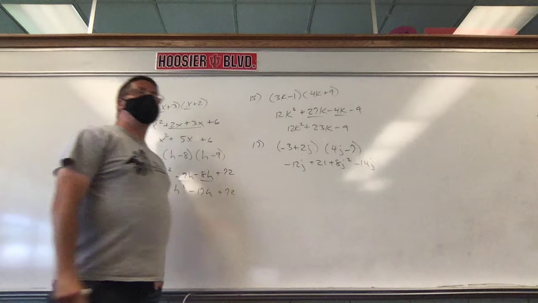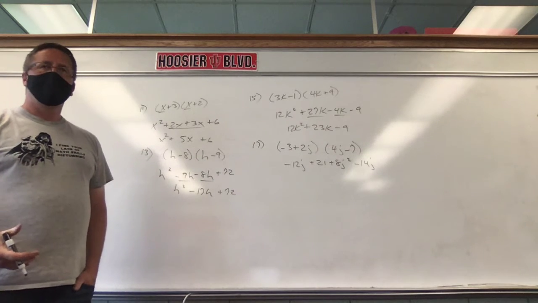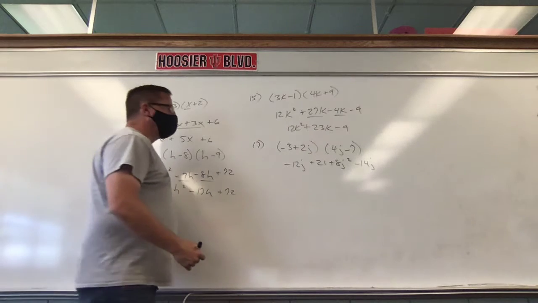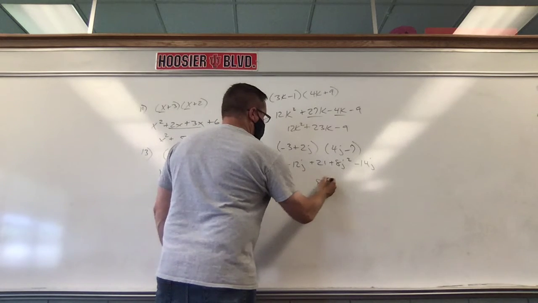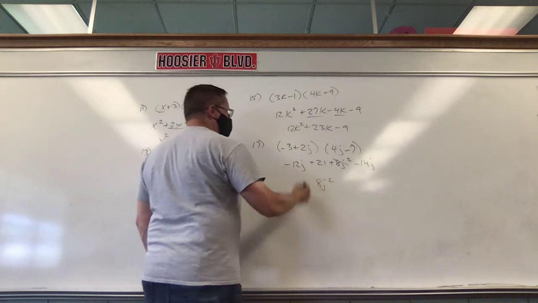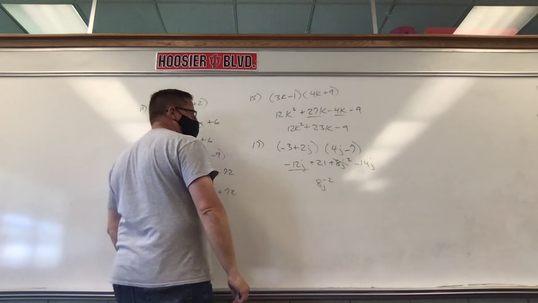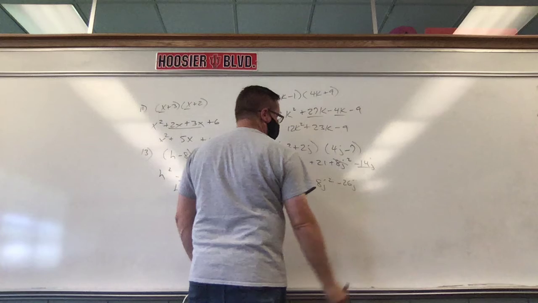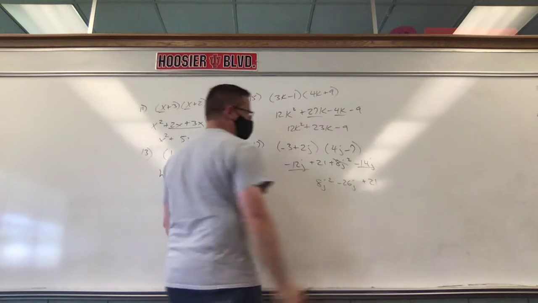Now let's just not combine like terms yet. Let's also put them in the right order. Which one's supposed to be first? The j's. 8j squared. And then I could put together a negative 12j with what? The negative 14j. That's negative 26j. And what's left? Plus 21.